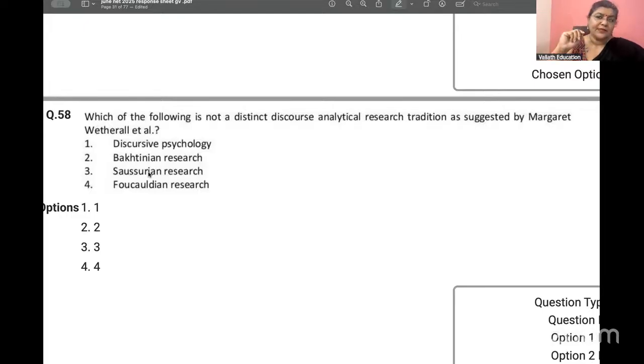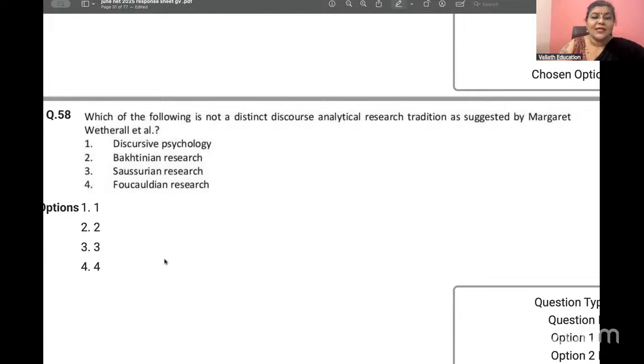He was a linguist. Like Bakhtinian or Foucauldian, there is nothing called Saussurean research. That is the thing here. You don't have to know Margaret Wetherall. You have to know that Saussurean research does not come in this category.